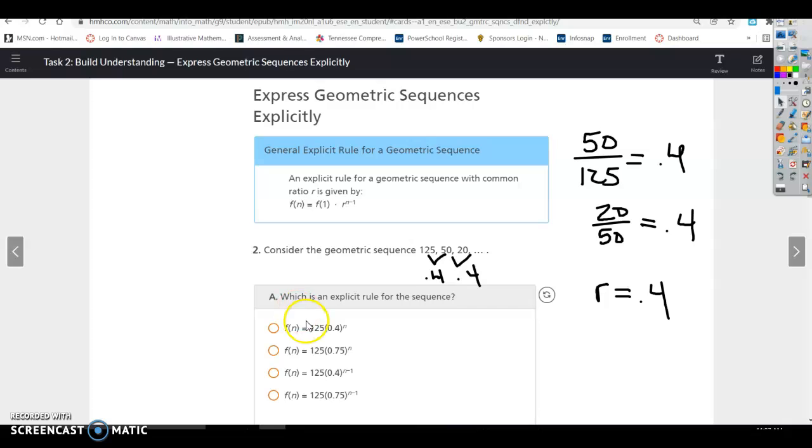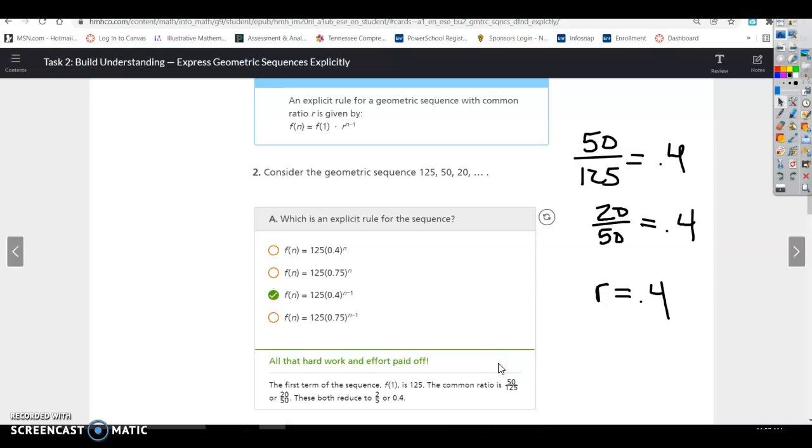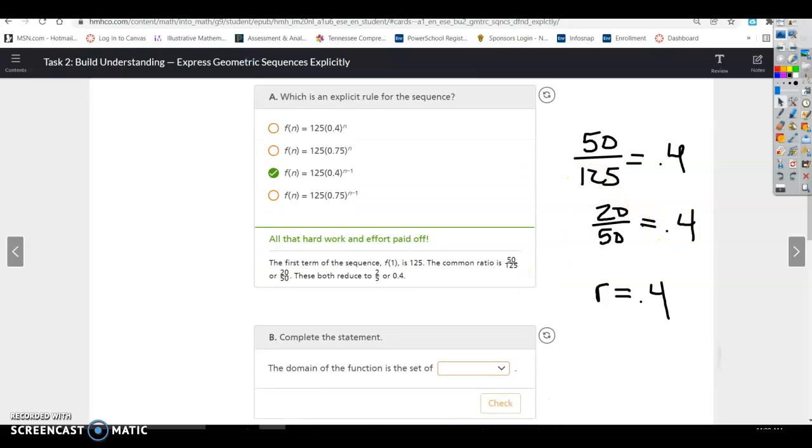All right, so now we know the first term is 125, we know the ratio is 0.4, and we know that it's going to be raised to the n minus 1 power. So this one is the only answer that can be correct. And if you want to multiply, you can do 125 times 0.4. You're going to get 50. 50 times 0.4 is 20, and so on. So that's why we divided, because division is just the opposite of multiplication there.